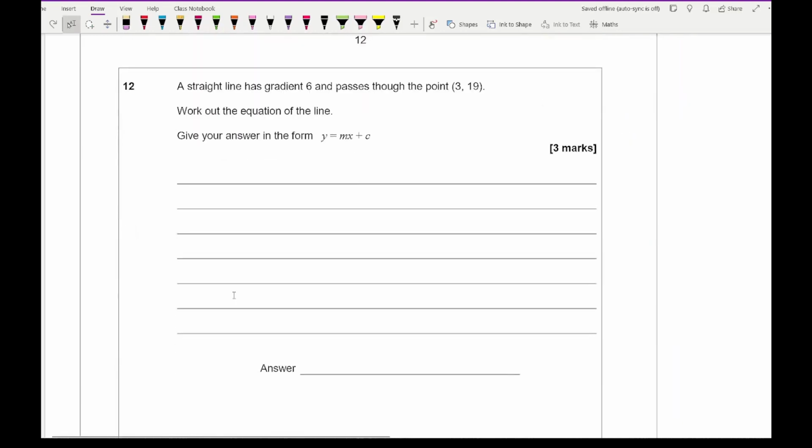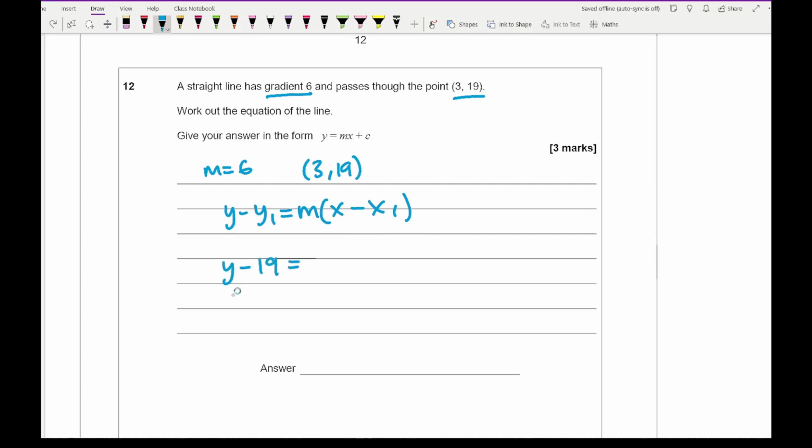Then moving on to question 12, which is our last question. It says a straight line has a gradient of 6 and passes through the coordinate 3, 19. Work out the equation of the line. So again, because I know the gradient, m equals 6, and I know a coordinate, which is 3, 19, I'm not going to use y equals mx plus c. I only use that when I know the y-intercept. I'm going to use this formula instead. Substituting the numbers in, I get y minus 19 equals 6(x minus 3). So then y minus 19 equals 6x minus 18. And then taking the 19 over, I get y equals 6x, and it's going to be plus 1. And there we go.